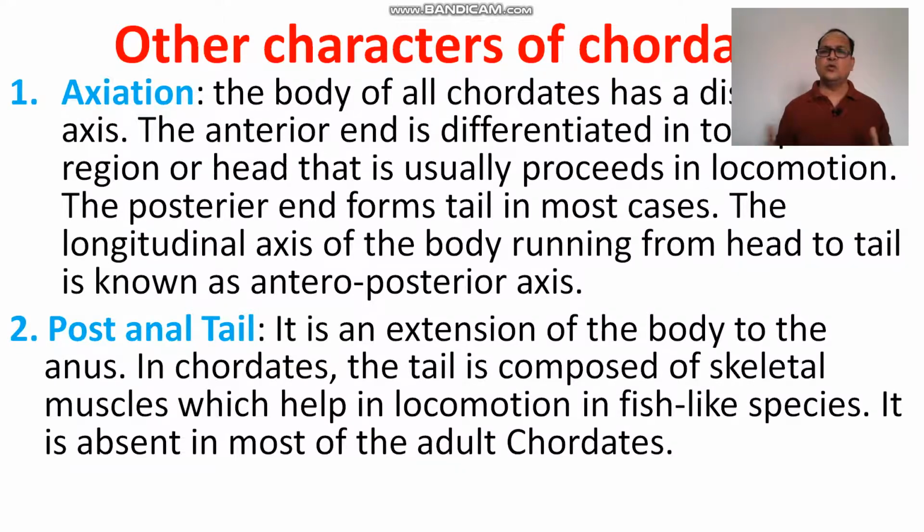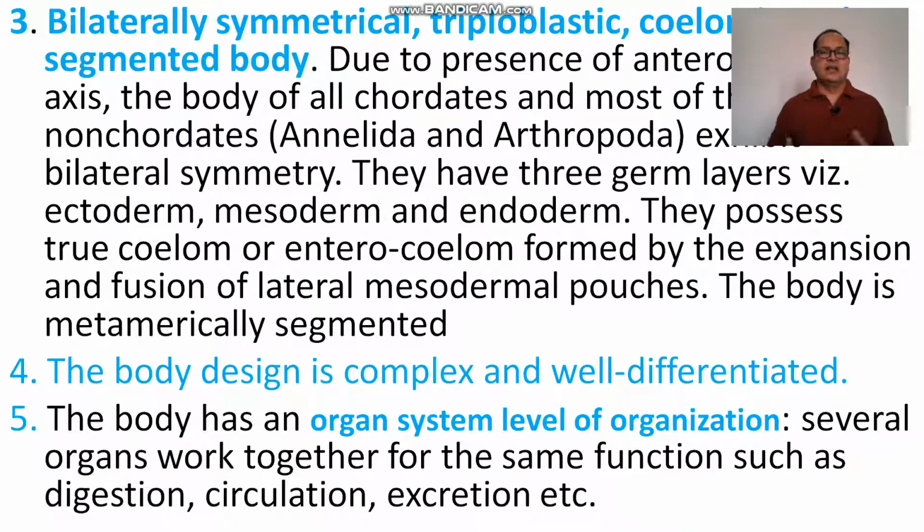It is absent in most of the adult chordates. Third one is they are bilaterally symmetrical, triploblastic and coelomate with segmented bodies. Due to the presence of the anterior-posterior axis, the body of all chordates is mostly segmented, not in non-chordates. For example, metameric segmentation in Annelida and Arthropoda.